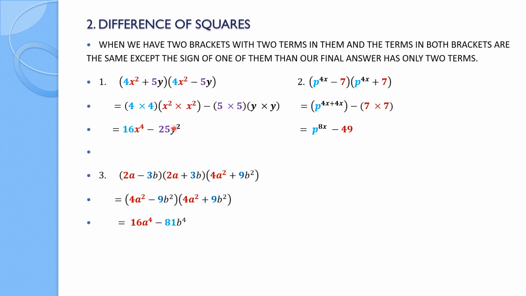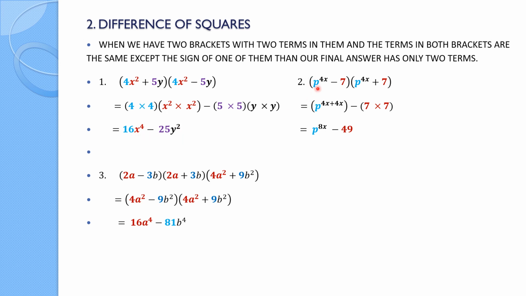Alright, so if we get sums that look like that, where the terms in the bracket are the same, but one is positive and the other one negative, we just multiply first term with first term. So 4 times 4, x squared times x squared. 4 times 4 is 16. x squared times x squared becomes x to the power 4. 5y times negative 5y, so positive times negative would give me negative. 5 times 5, y times y. 5 times 5 is 25. y times y is y squared. You can see I only have 2 terms as a final answer.